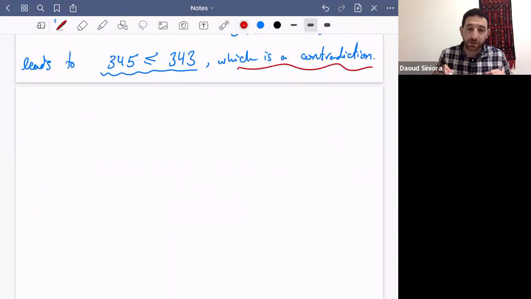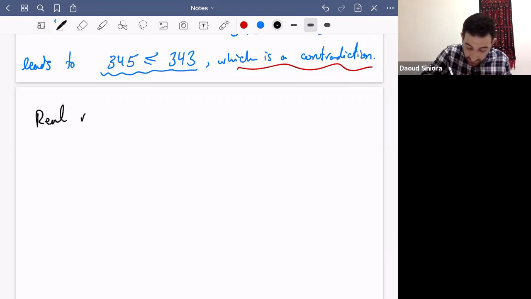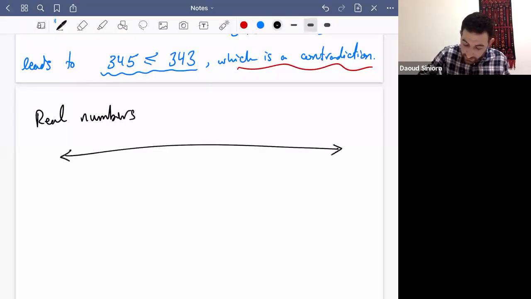Okay, now let's use proof by contradiction to prove another famous fact in mathematics, which says that the square root of 2 is an irrational number. So let me first define what we mean by irrational numbers. So definition. So now our domain will be the set of all real numbers. Say this is the real number line, and you can imagine real numbers as points on this number line.